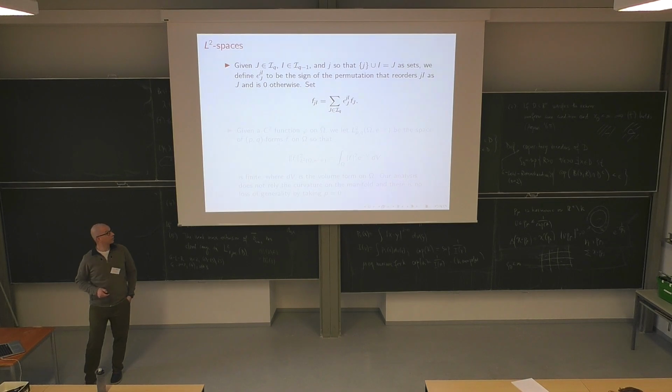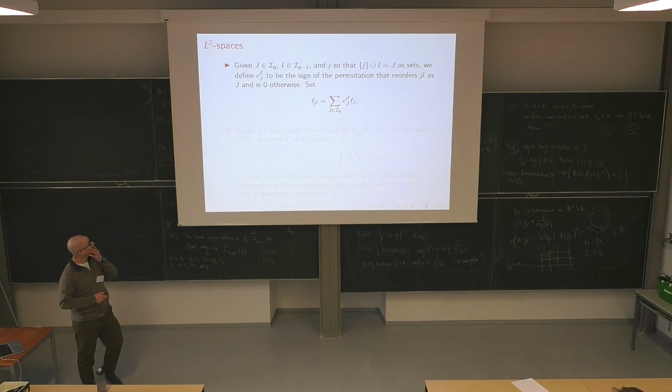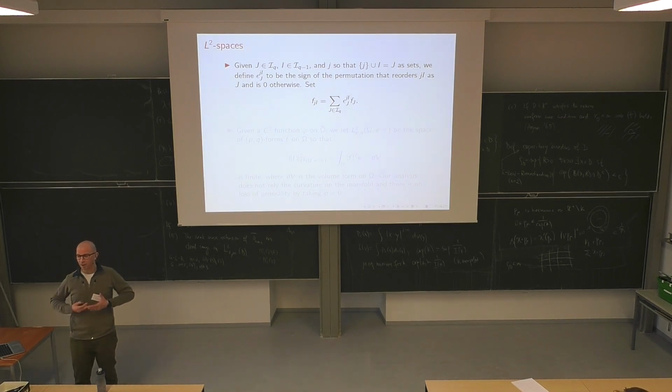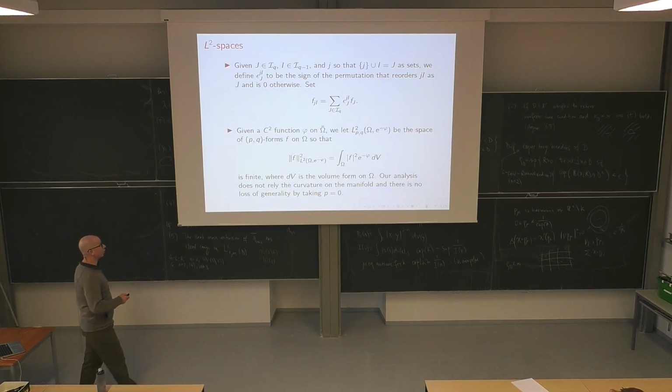All right, and I'm going to need the notation f sub jI, and this has the standard definition. So if I have an increasing q-tuple J and an increasing (q-1)-tuple I, and an index j, so that as sets, j union I is J, then epsilon_jIJ is the sign of the permutation that reorders jI to J, and is 0 otherwise. And so f sub jI has this meaning. I'm sure most of us are familiar with this notation, but I don't see any harm in reminding people just in case they're not.